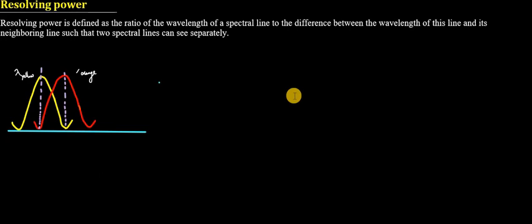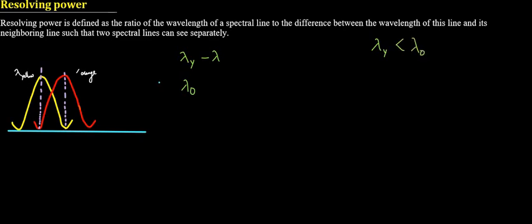So the resolving power tells how well resolved the spectral lines are, or how beautifully the individual 7 different colors are seen. Mathematically, the resolving power is defined as the ratio of the wavelength of a spectral line to the difference between the wavelength of the line and its neighboring line. Here the wavelength of yellow is lambda, and the wavelength of yellow is always less than the wavelength of orange.